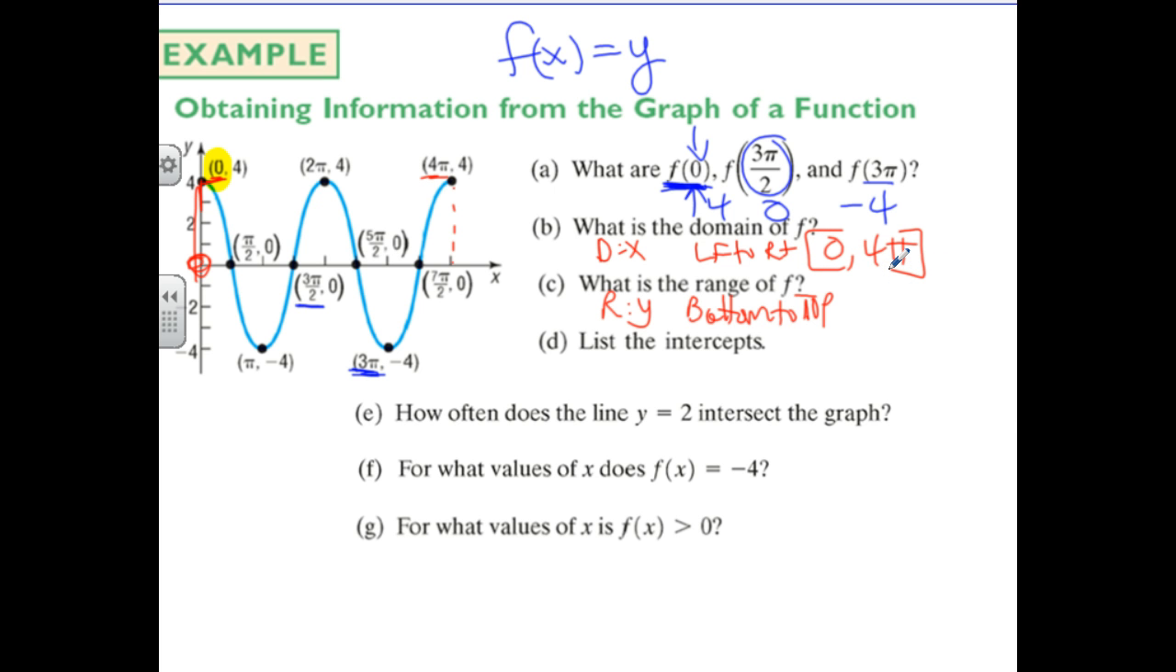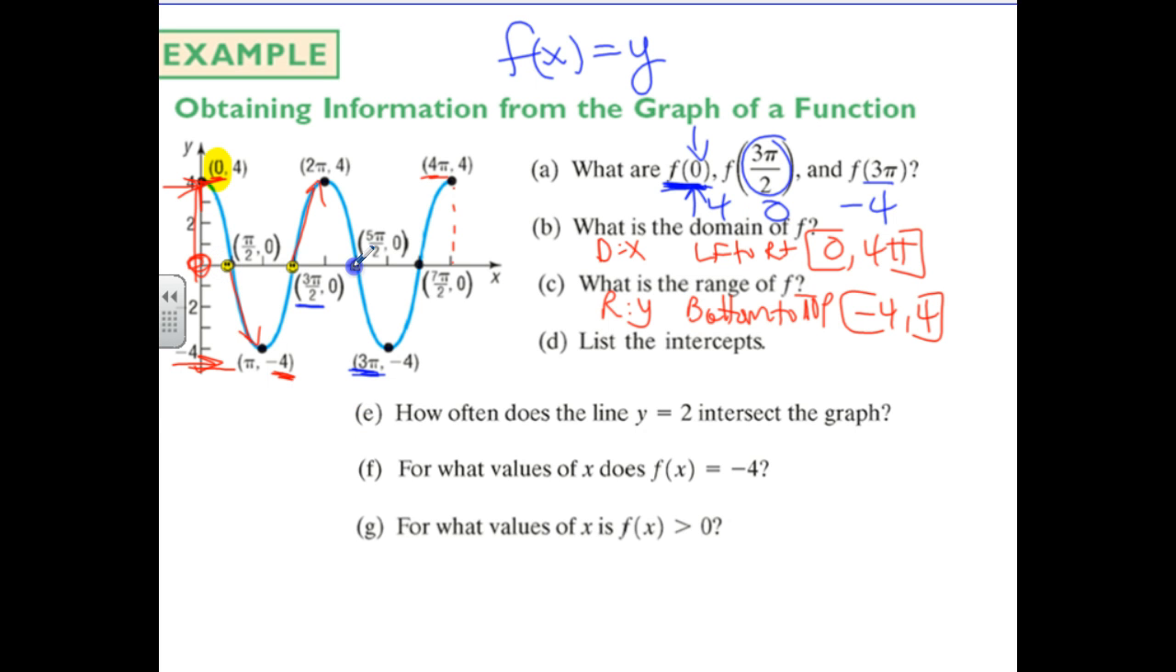And the range would be bottom to top. So here's the bottom and here's the top. So the bottom, remember, it's the y value. It goes from negative 4, that's the lowest that it goes, and it goes all the way up to 4. So I would say between negative 4 and 4 for the range. Listing the intercepts, I have several intercepts here.